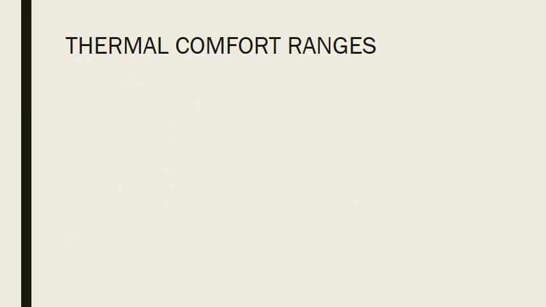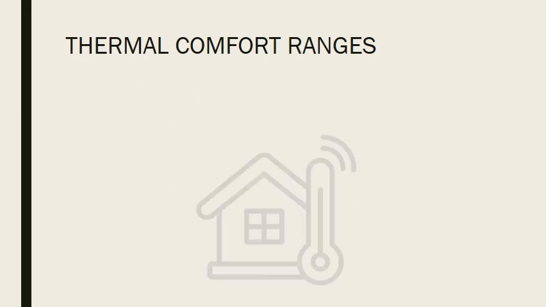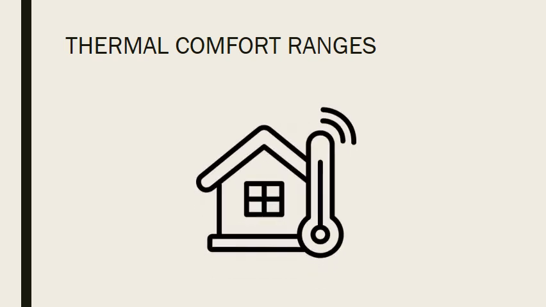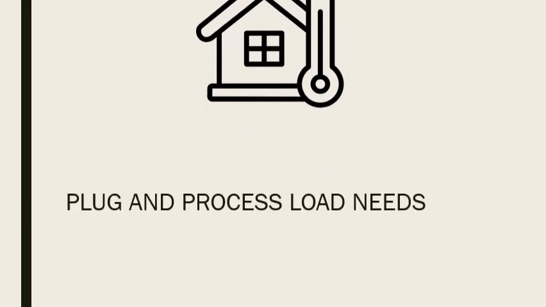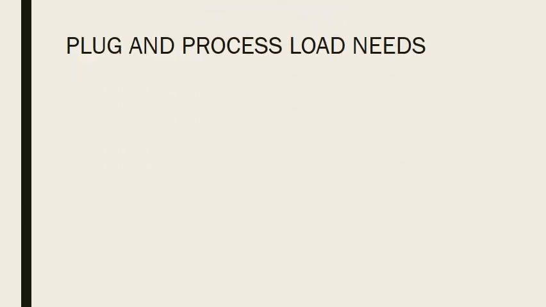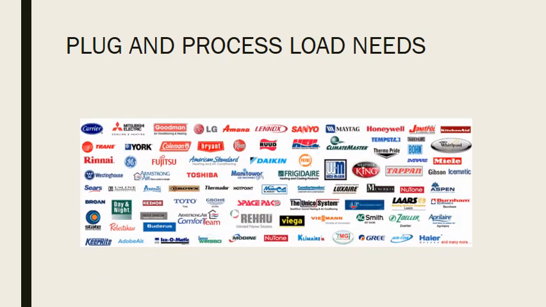The last three concepts to be analyzed in the simple box analysis are thermal comfort ranges, plug and process load needs, and programmatic and operational parameters. For thermal comfort ranges, it is simply to research and analyze what are the adequate temperatures for people to not be too cold or too hot. Plug and process load needs refers to analyzing different equipment and their energy loads to determine which is the best option regarding energy efficiency.